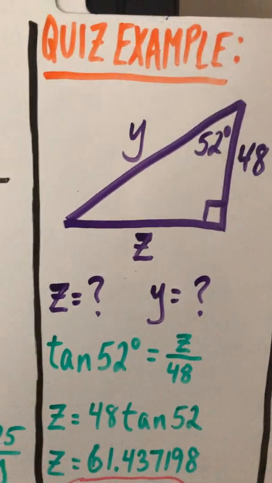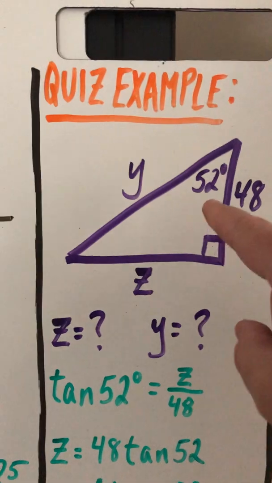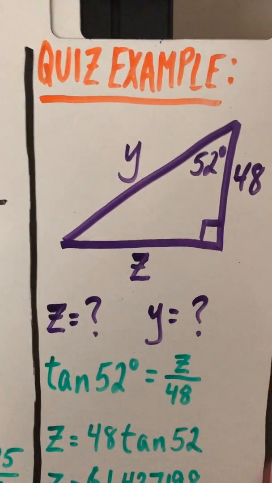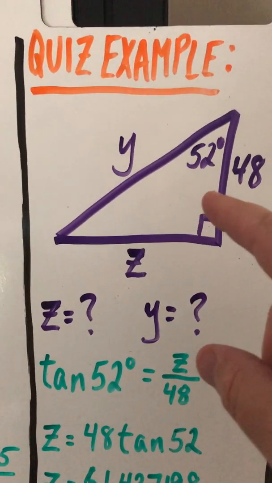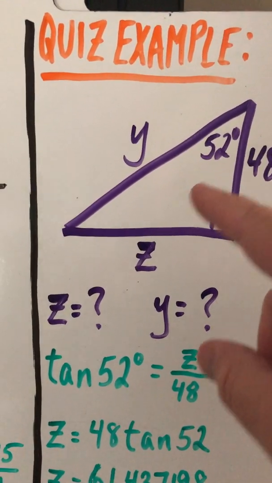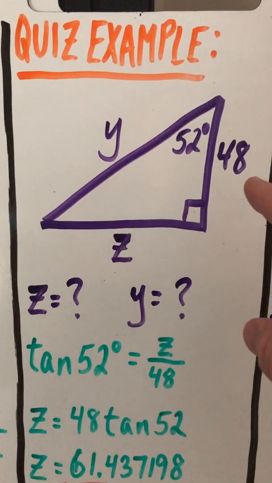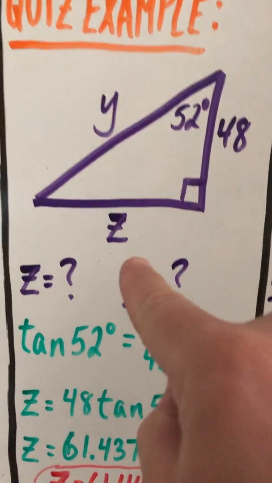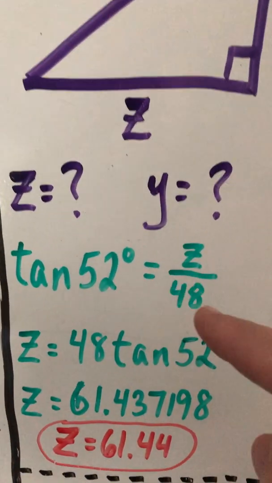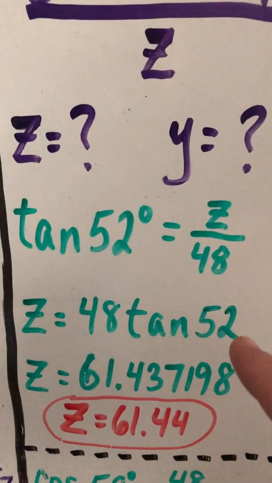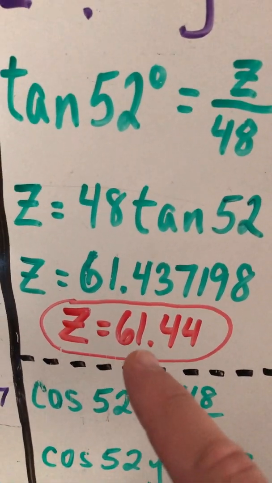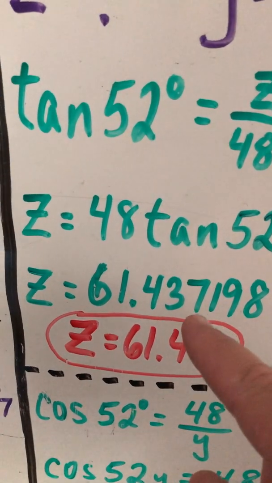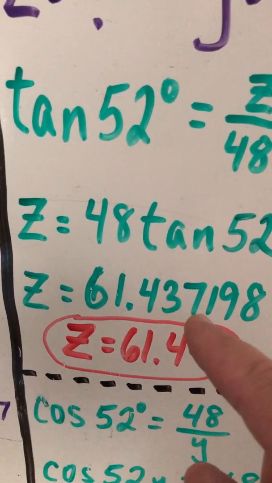Okay? Quiz example is going to say, here, what's z? I'm actually doing 2 different quiz examples in one problem here, just like we just did. What's z? Z is opposite and adjacent. That's going to be tan. So we do tan 52 equals z over 48. Cross multiply, 48 tan 52 is 61.43, which you need to write as 61.44 if this number here is 5 or bigger.